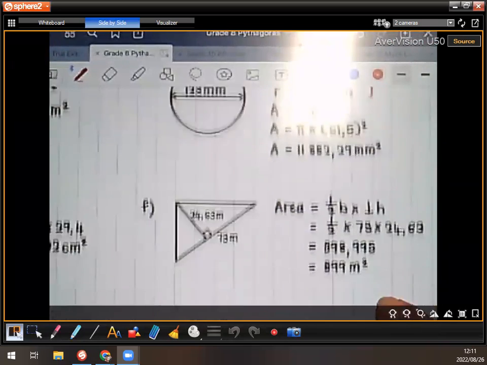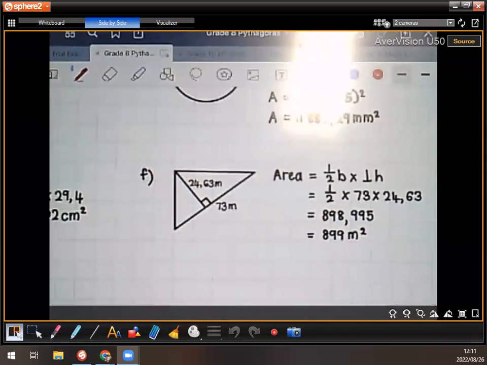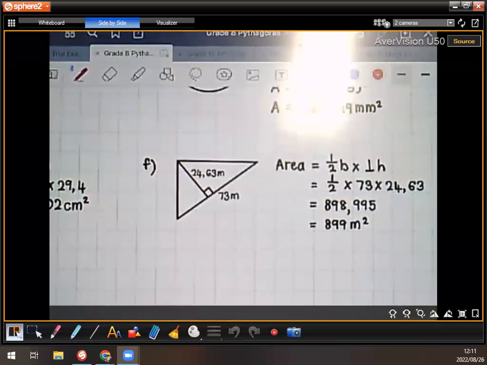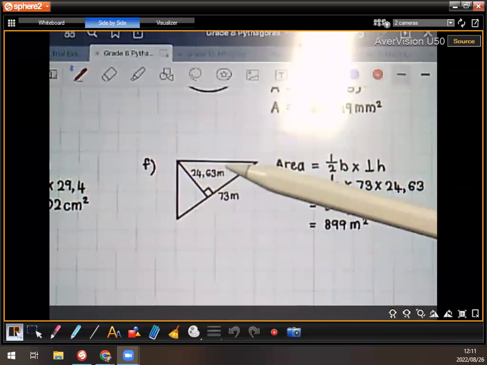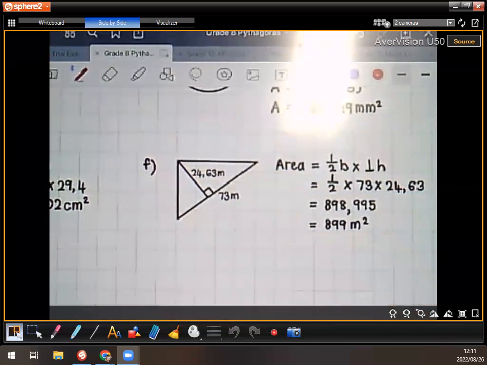Alright, for F, I think it looked more complicated than what it was. Right? And if this is a triangle, I don't want you guys to look at this as two separate right angle triangles. Because that's kind of what it looks like, right? But actually what they've done here, they've shown you the base and they've shown you the perpendicular height. Okay, so it looks more complicated than it is. The base is 73 and the perpendicular height is 24.